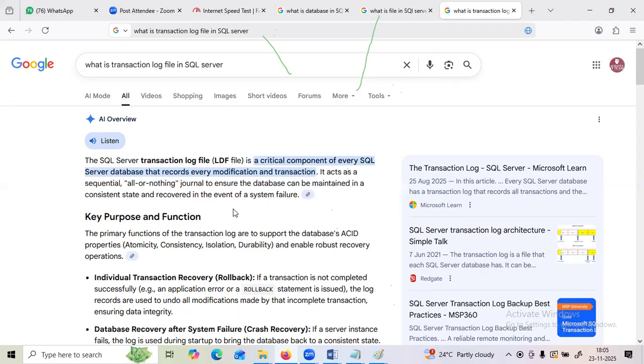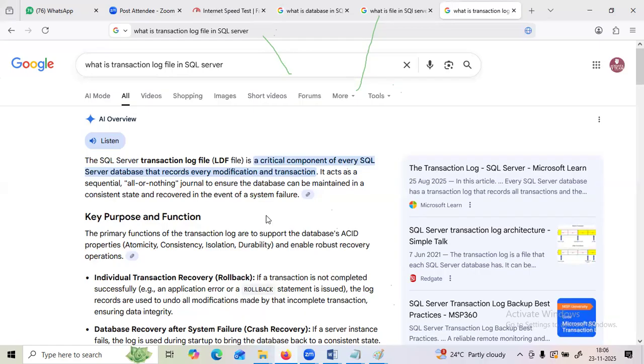The transaction log file is a critical component of our SQL Server database. Whatever data is going to be modified, that modified data will be modified first in the buffer cache, then the change will be written to the transaction log file, and then finally it will go to our database.